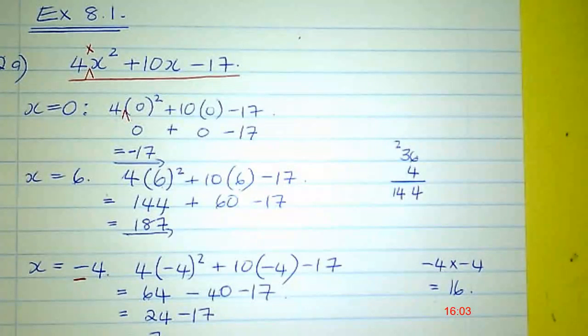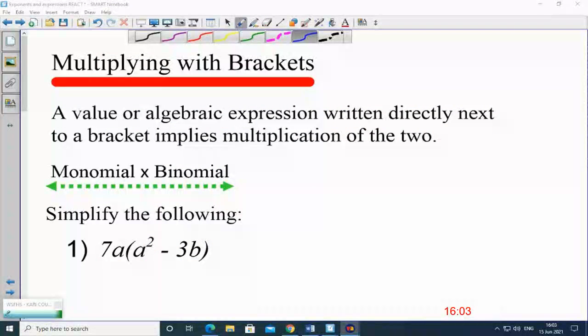Okay. So now we're going to work on multiplying out with brackets. Okay, so a value or algebraic expression written directly next to a bracket implies multiplication of the two. Alright? So, what have I written here? Monomial times binomial, meaning we're having something with just one term multiplied by something with 2 terms. And as we've understood with brackets before, if something is in a bracket, it means everything in the bracket is going to be affected by what's outside the bracket.